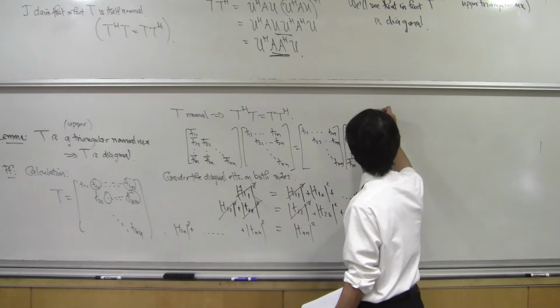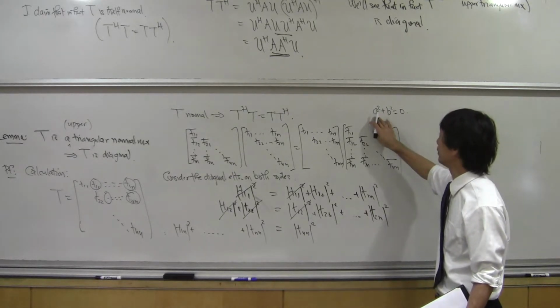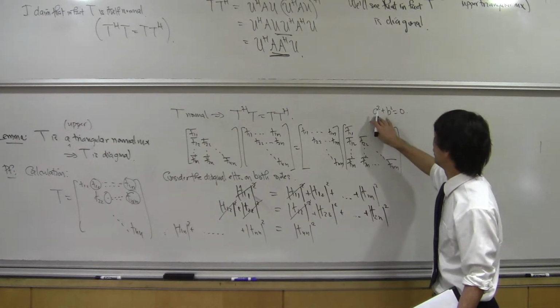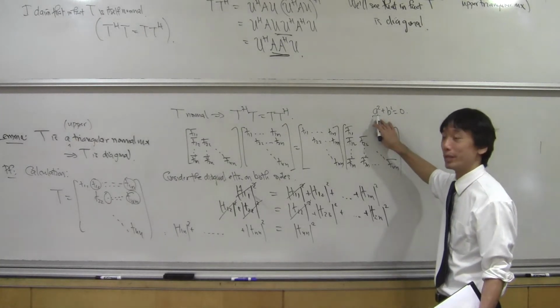Now, if I tell you that a squared plus b squared equals 0, what can you tell me about a squared? What do you know about a squared? It's got to be 0. B squared, it's got to be 0.